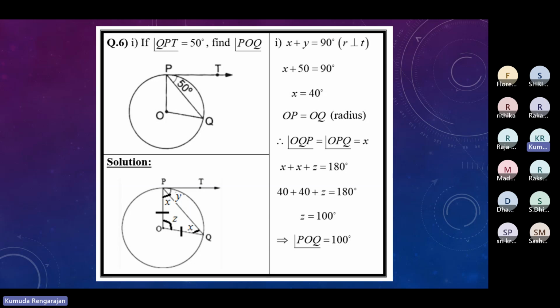Yes, children, is this over? One minute, ma'am. See, I've marked X, Y and Z for the sake of convenience. It's easy to say X plus Y plus Z is equal to 180 rather than saying angle OPQ plus angle PQ and so on. So using letters like this will be more friendly. This is completely optional. If you're comfortable naming the angles OPQ, PQ and all that, you don't have to use XYZ.